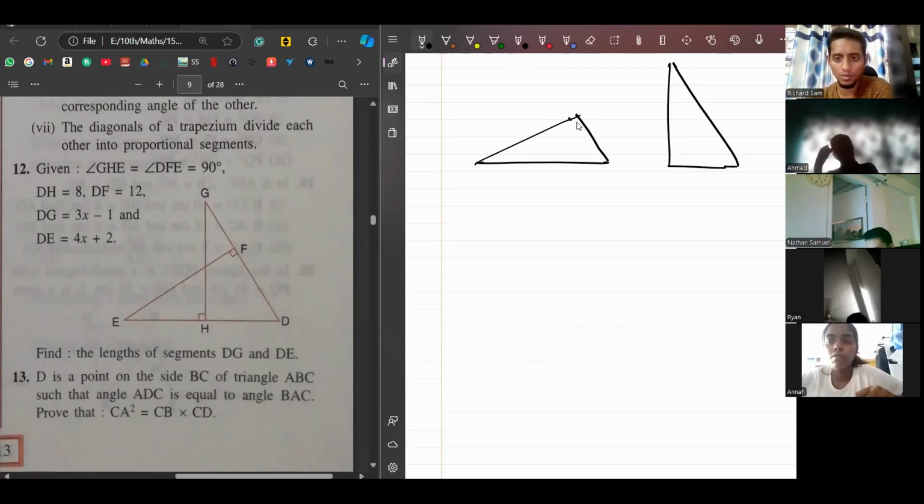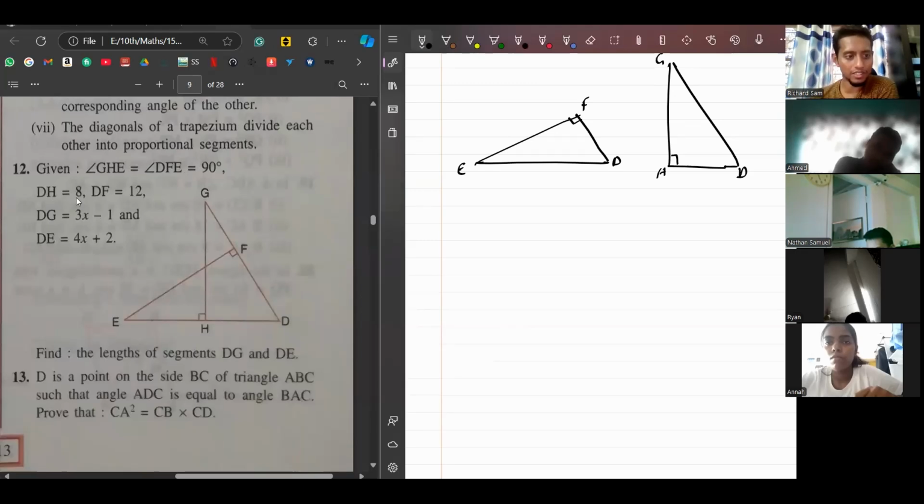Okay, so this is one triangle, EFD, and the other triangle GHD. Okay, so obviously it is to prove that these two triangles are similar. Once you prove that the two triangles are similar, you can apply these values in the ratios of the proportional sides.